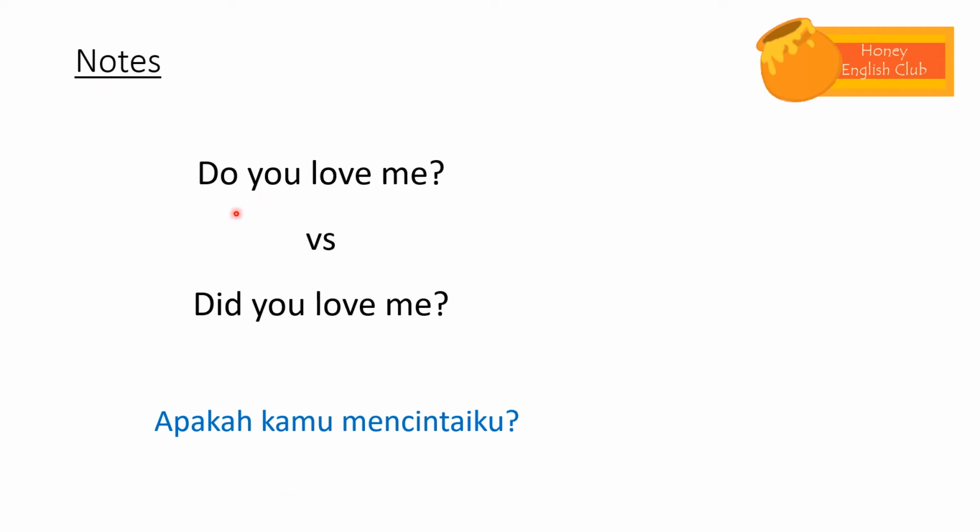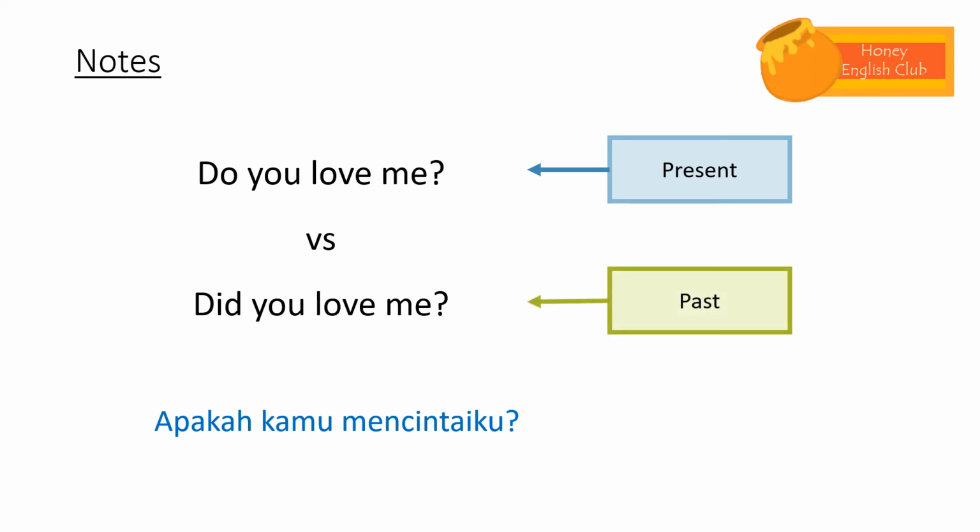Notes. Do you love me? Or did you love me? Kedua kalimat ini sama-sama artinya apakah kamu mencintaiku? Apa bedanya? Do you love me digunakan untuk menanyakan apakah kamu mencintaiku saat ini. Did you love me digunakan untuk menanyakan apakah kamu mencintaiku dulu. Did digunakan untuk peristiwa di masa lampau.